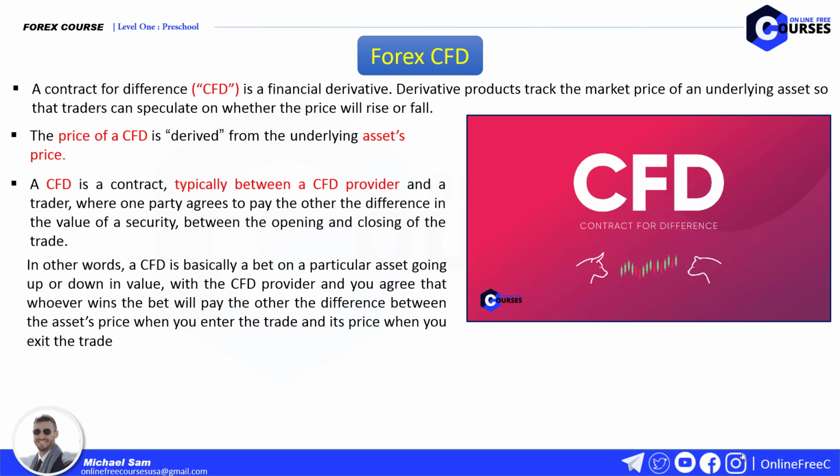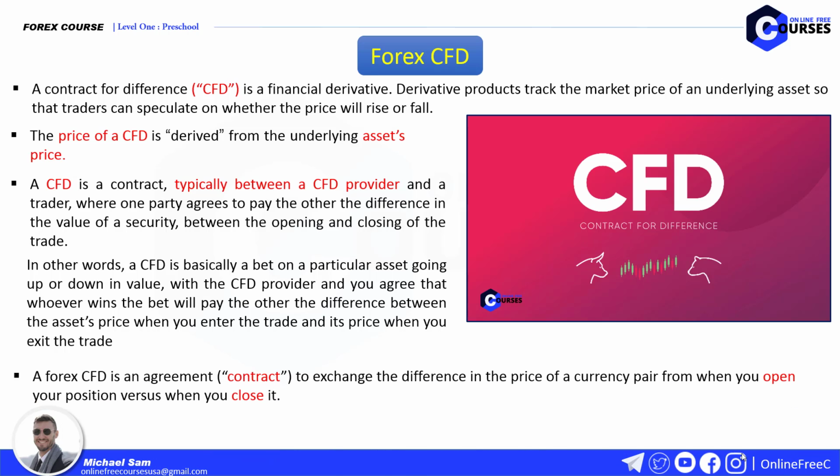In other words, a CFD is basically a bet on a particular asset going up or down in value, with the CFD provider and you agreeing that whoever wins the bet will pay the other the difference between the asset's price when you enter the trade and its price when you exit the trade. A forex CFD is an agreement, a contract, to exchange the difference in the price of a currency pair from when you open your position versus when you close it.